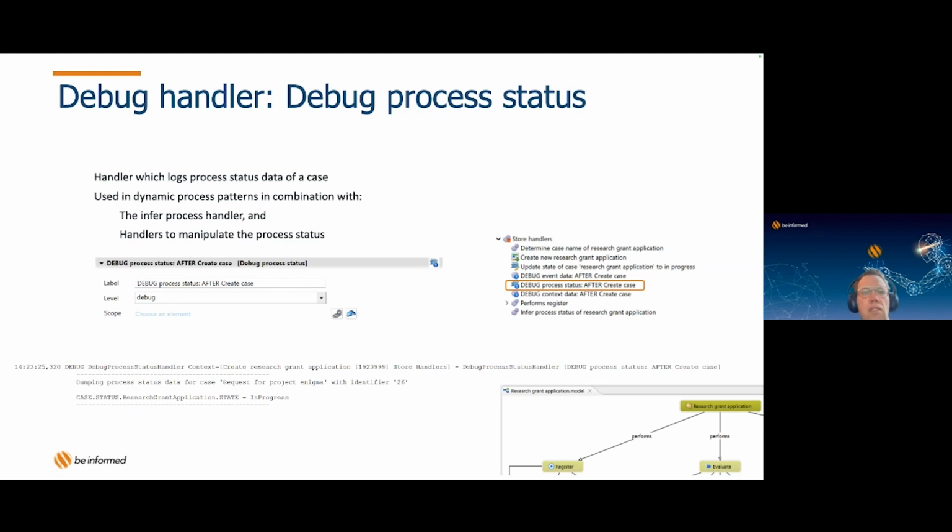Then the next one is about debugging process data. That works in combination with the info process handlers and handlers that manipulate process status. Here again, an example of the debug of the process status after the create case. And you see that the data is logged here, which says the case status dot resource count application dot state. That's in progress. You could have more states here, but for now it's just one simple state for one concept. With the scope, you could filter parts of the process status, which is currently not used here.